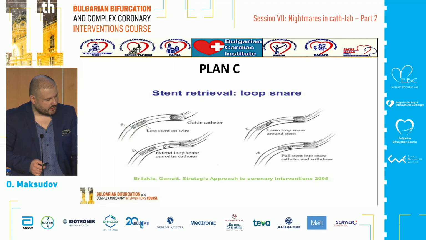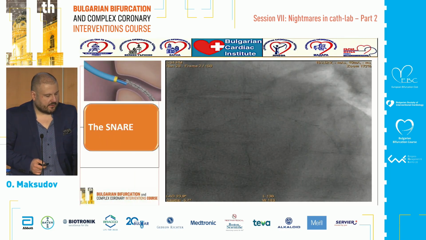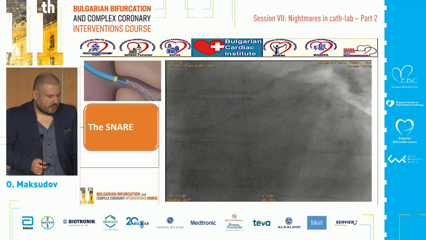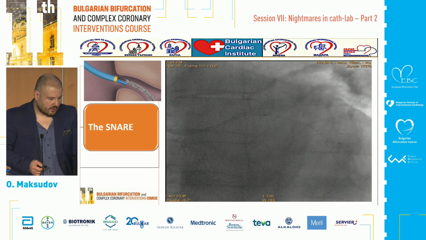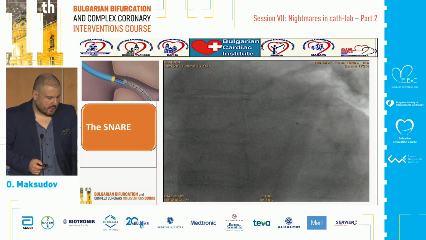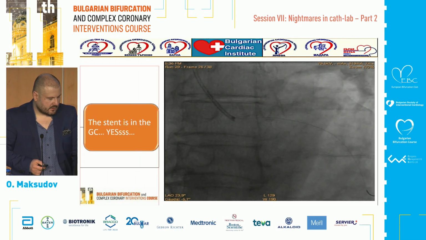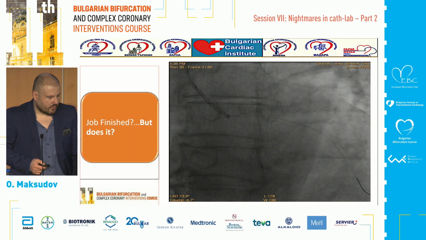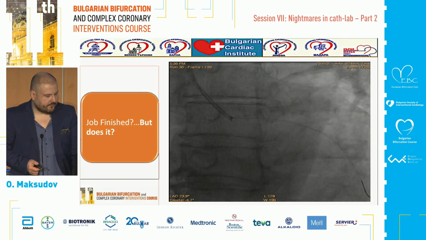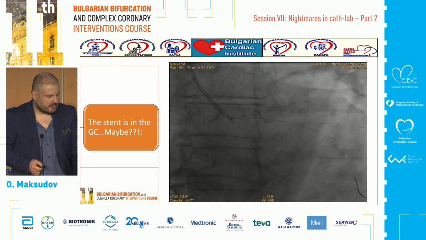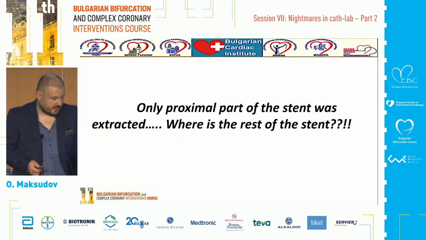And the last thing that we tried was stent retrieval with the loop snare. We took the snare, we caught the stent, and we were satisfied that the stent was in the guiding catheter. We pulled away the wire, also with the extracted stent and the snare. But what we did is that we only extracted the proximal part of the stent.